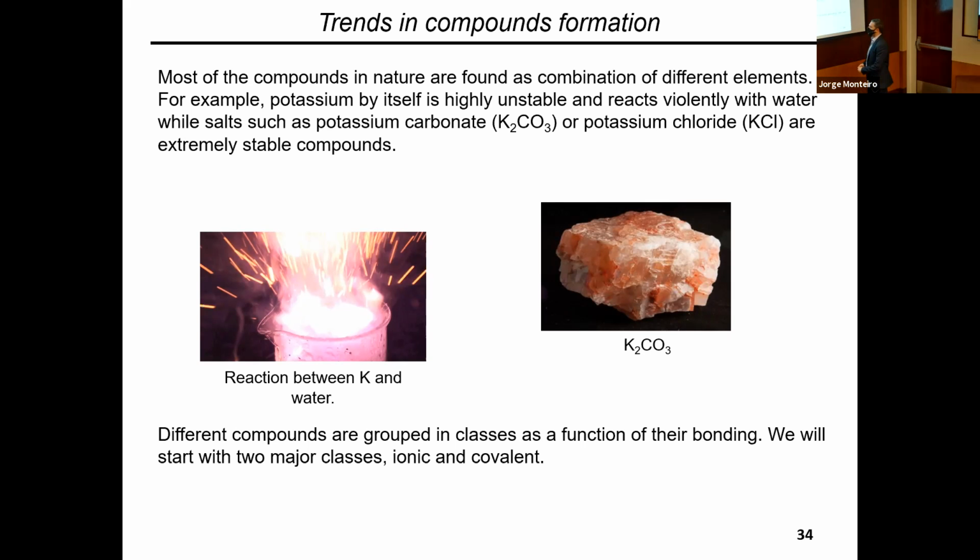Different compounds are grouped in classes as a function of their bonding. That's the important topic today, and we will start with two major classes: ionic compounds and covalent compounds. Everything in nature will try to achieve stability. This can be achieved by bonding within the same element or with different elements.